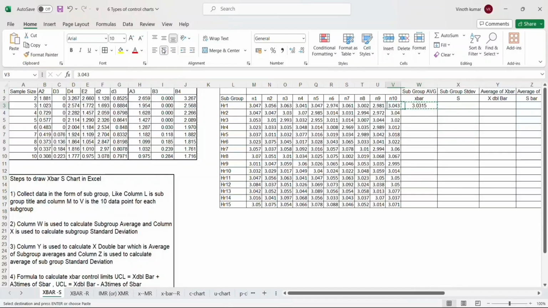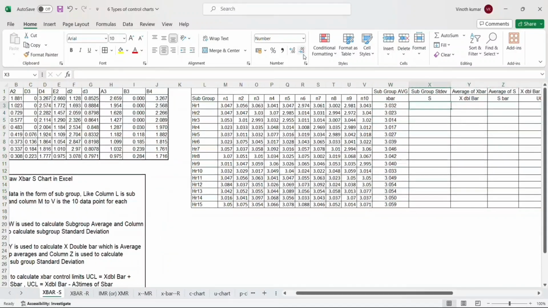So what I get here is average of my subgroup. So I can copy this and I can paste this on all my cells in my table so that I get my individual values for my X bar chart. So let's make it into 3 digits. Now I have to calculate standard deviation for my subgroup. In our previous X bar R chart, we were calculating range for subgroup at this point. Now we are going to calculate standard deviation of the subgroup.